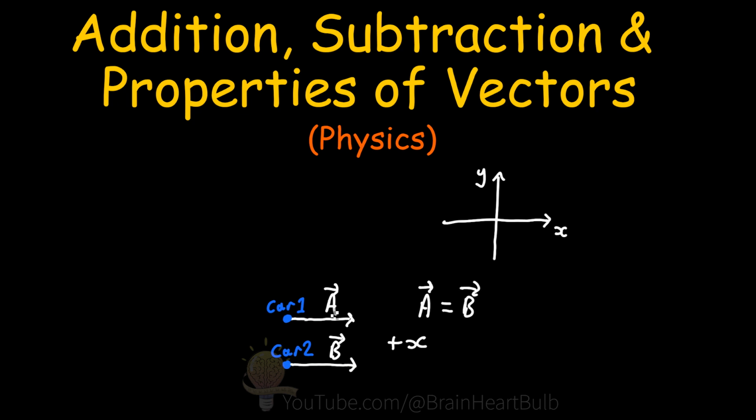If, say, the A vector either grows in size or shrinks down, or changes direction, so if it's pointing, say, in the positive y direction instead, then these velocity vectors are no longer equal. And it also doesn't matter where these cars are in relation to one another. If their velocity vectors are pointing in the same direction and have the same magnitude, then they're identical.